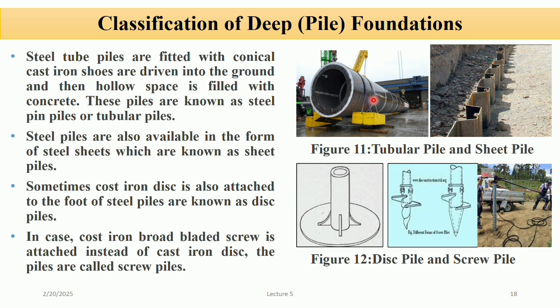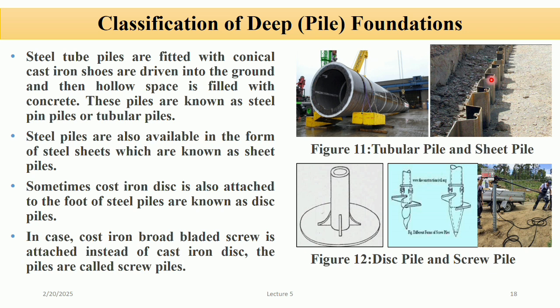You can see in the picture that it's a hollow steel tube, which is called a tubular pile. We provide a cast iron shoe at the end of the pile in order to facilitate the sinking. Then we drive this pile into the ground. Then the hollow space is filled with concrete. So these piles are known as steel piles or tubular piles.